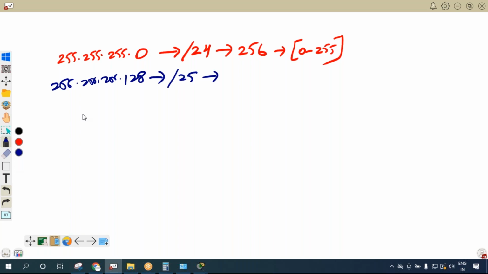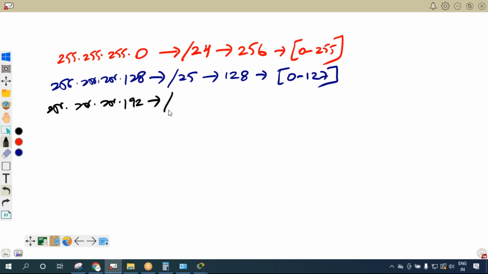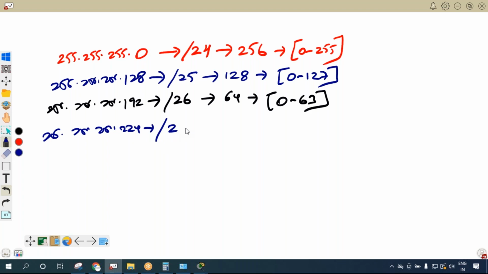Is the first one correct, my dear friends? This is also correct, 0 to 127. You have to say whether it is correct or not. Next, 255.255.255.192, which is /26, 64, 0 to 63. Then 255.255.255.224, /27, 32, 0 to 31.